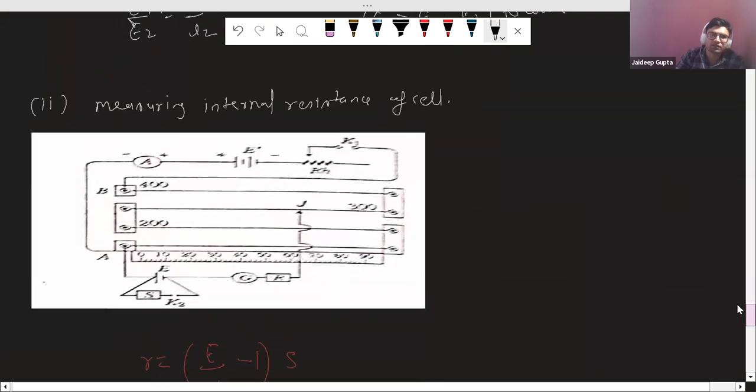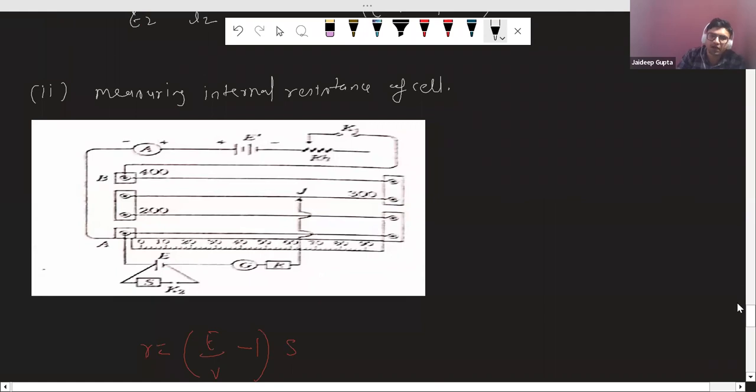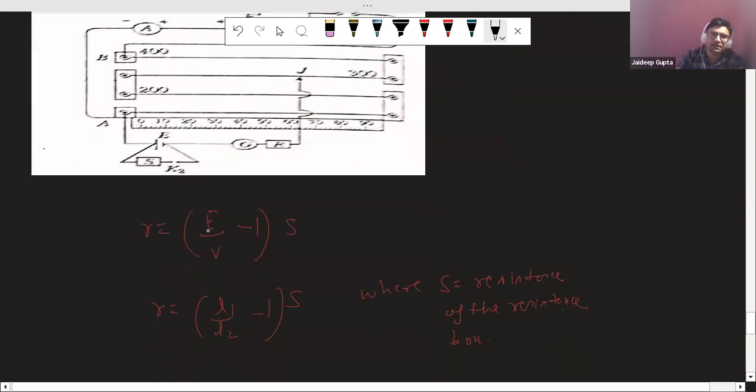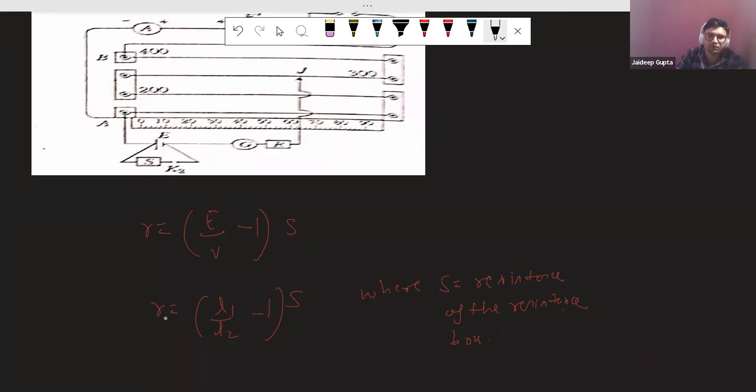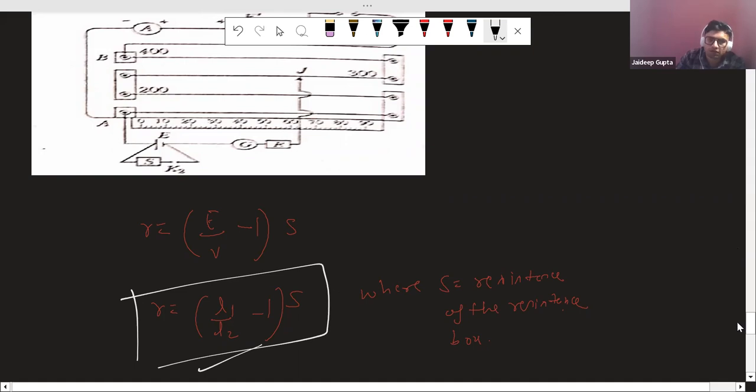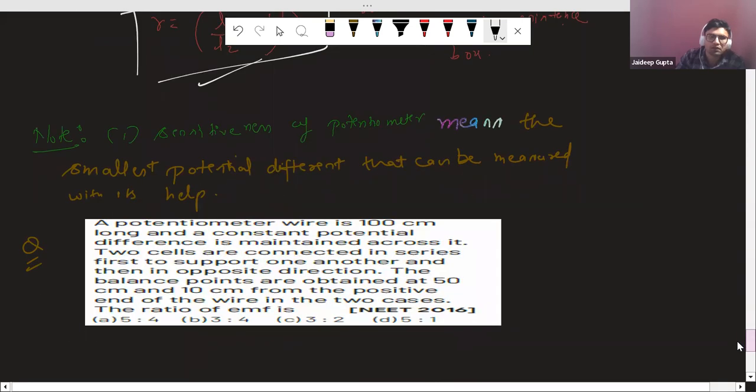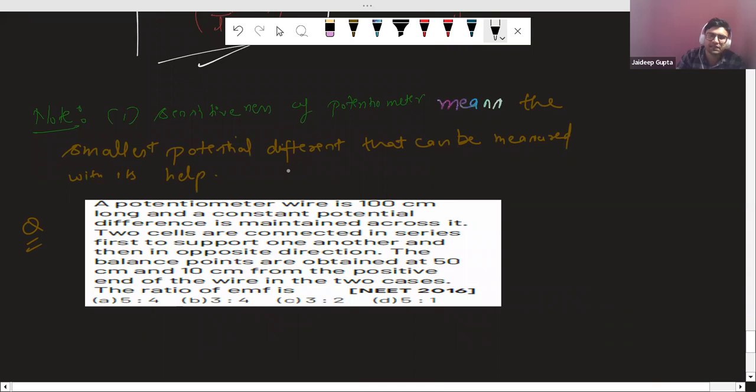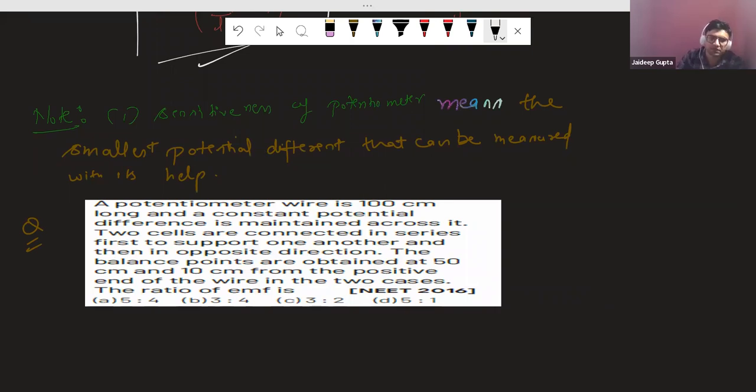Measuring internal resistance of the cell. So r is the internal resistance, E is the EMF, V is the potential drop, S is the resistance of the resistance box, L1 and L2 are the lengths. This formula you have to remember. Sensitivity of a potentiometer means the smallest potential difference that can be measured, a very small potential difference.